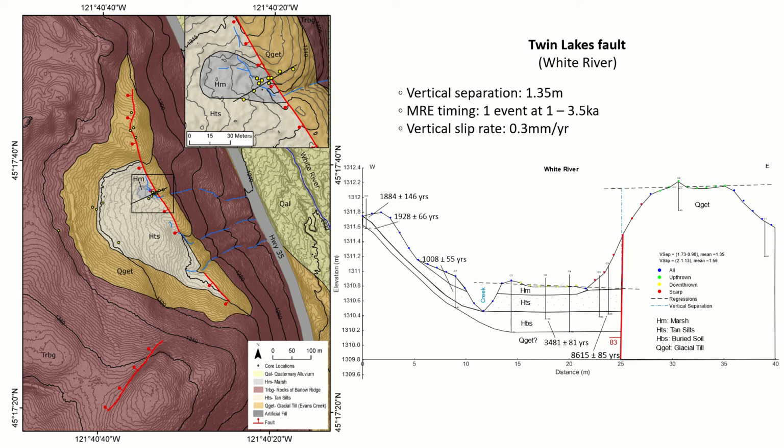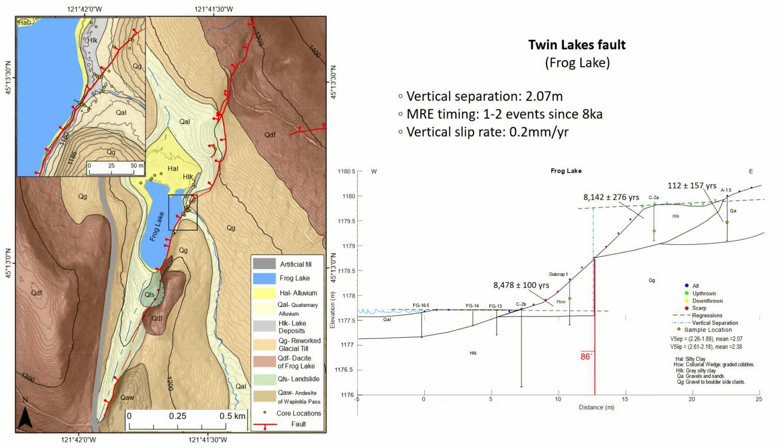Now we are going to move 10 kilometers south along the Twin Lakes Fault and focus on Frog Lake. On the left, I show a geologic map where glacial gravels are shown as QG, quaternary alluvium as QAL, and focus on the lake deposits mapped as HLK. The inset map shows the location of my coring transect where I used gouge and auger cores to map the stratigraphy. The cross-section shows offset lake sediments and a colluvial wedge.